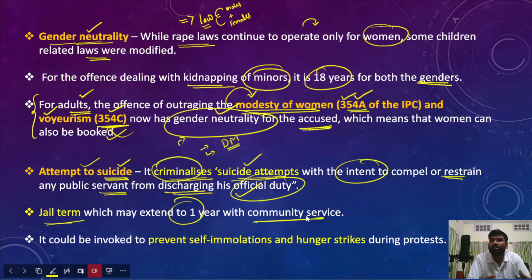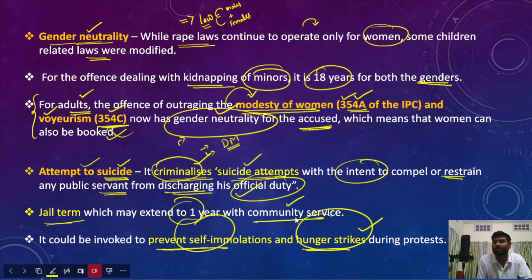Community service means, for example, serving in old age homes or something like that. It could be invoked to prevent self-immolations and hunger strikes during protests also. For example, during protests someone starts self-immolation or a hunger strike. So this attempt to suicide provision would also be used to prevent self-immolations and hunger strikes as well.